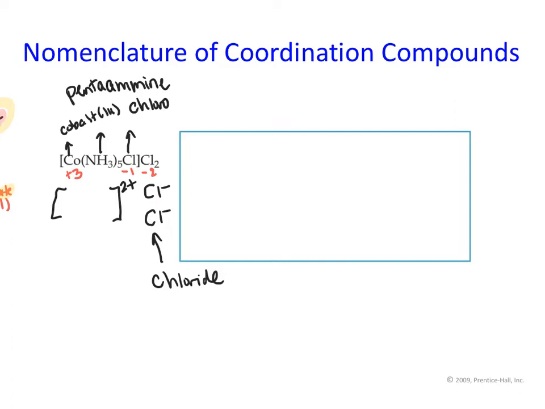We have a complex cation. So I list my ligands in alphabetical order and then add the prefixes. That would be penta, amine, chloro, cobalt, 3, second word, chloride.